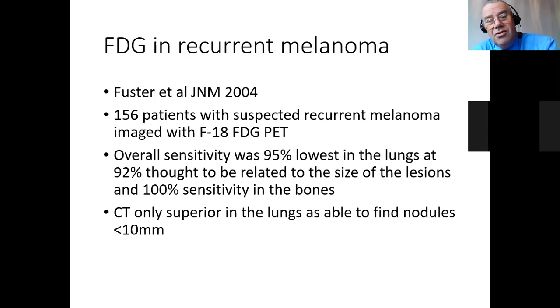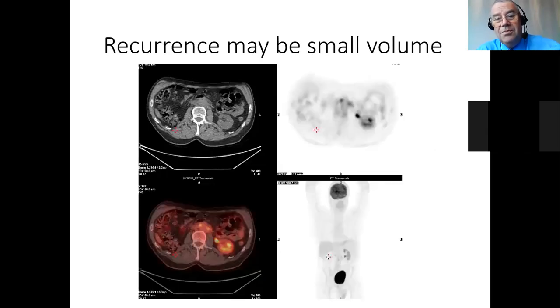A paper from Germany looked at 156 patients with suspected recurrent melanoma, imaged with FDG PET. The sensitivity was lowest in the lungs at 92%, but still pretty good, and was thought to be related to the size of the metastasis. Bone metastases seem to work really well with FDG. CT was a little bit better in the lungs because it could find tiny nodules, but again, a lot of oncologists no longer treat nodules less than a centimeter, and then we can find them with FDG. So probably any disease that needs treatment you would find with FDG.